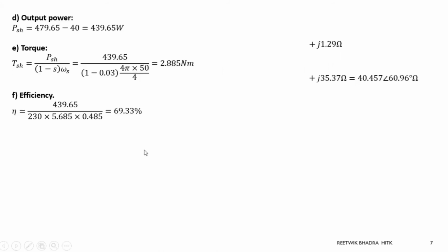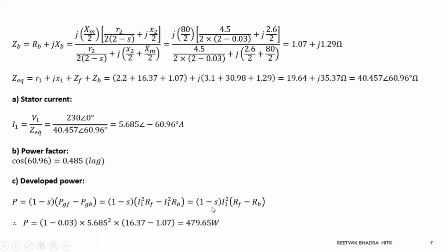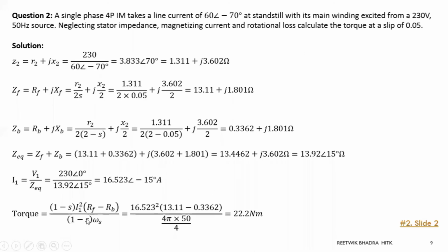So what will be my formula at the numerator? If I go to this main formula, it will be 1 minus S into I1 square into RF minus RB, directly. Minus rotational losses gets cancelled out, divided by 1 minus S omega S. So 1 minus S cuts out. Omega S is equal to 4 pi F by P, 4 pi into 50 by 4. So 50 hertz, 4-pole, done. What next you have to calculate is RF and RB and I1.